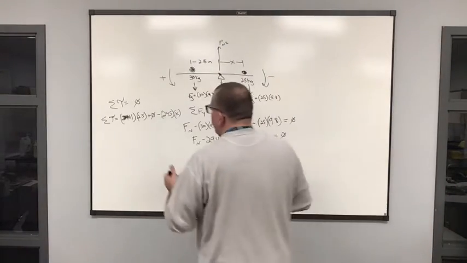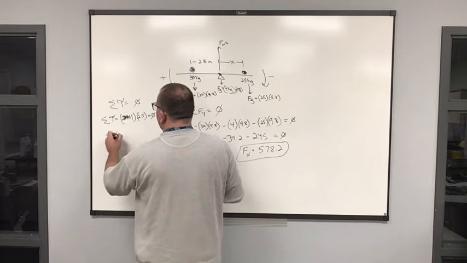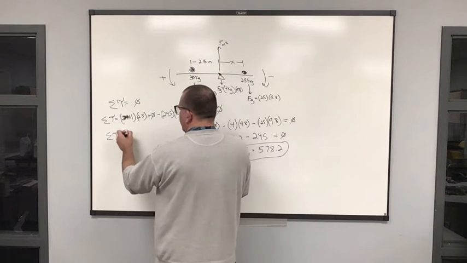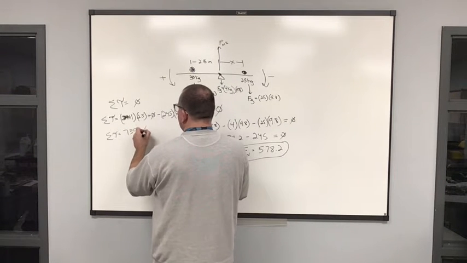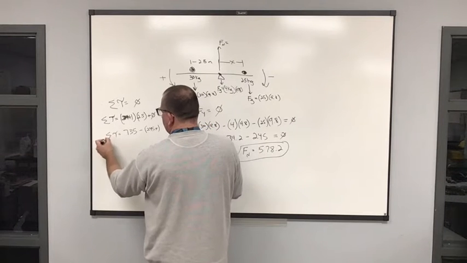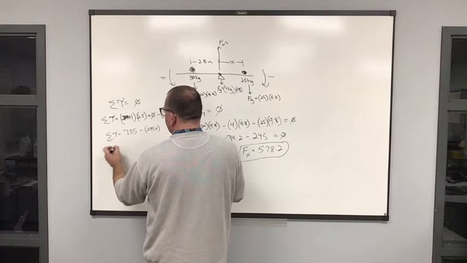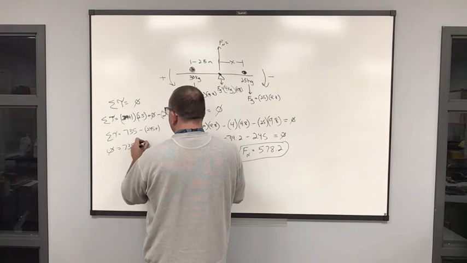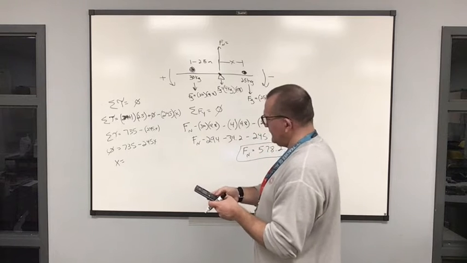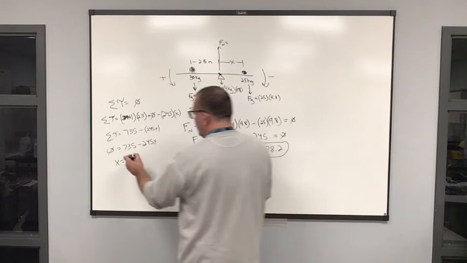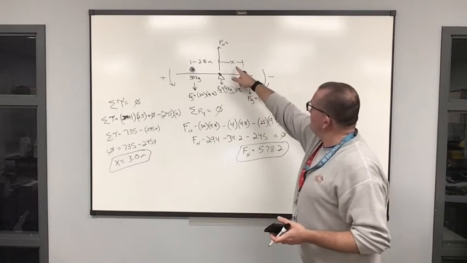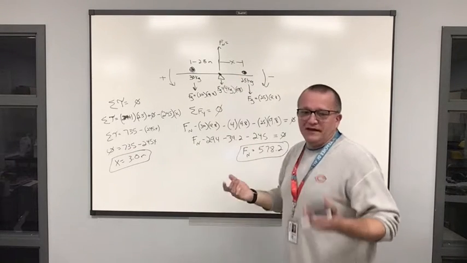So now we can solve. Net torque is equal to 294 times 2.5, 735, minus 245x. I can solve that since my net torque is 0. It's 735 minus 245x. Bring everything over, solve for x. 735 divided by 245, x is 3 meters. So I know that to make this balance, that person has to be at 3 meters.